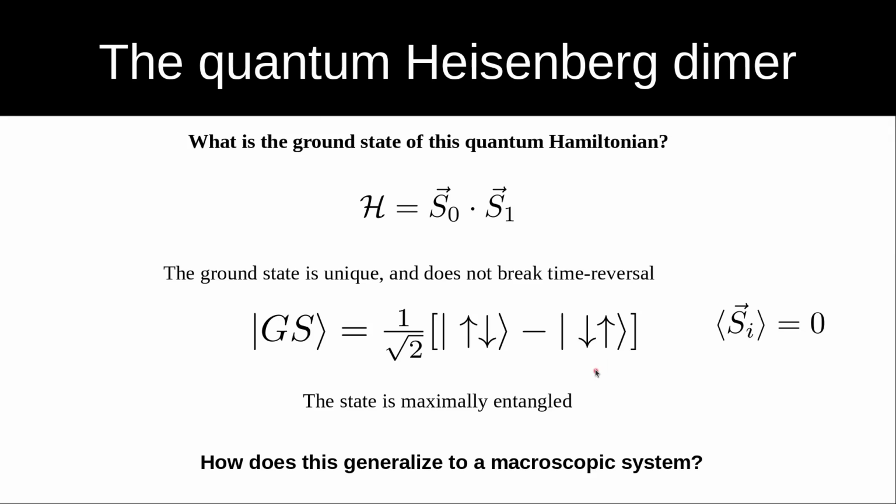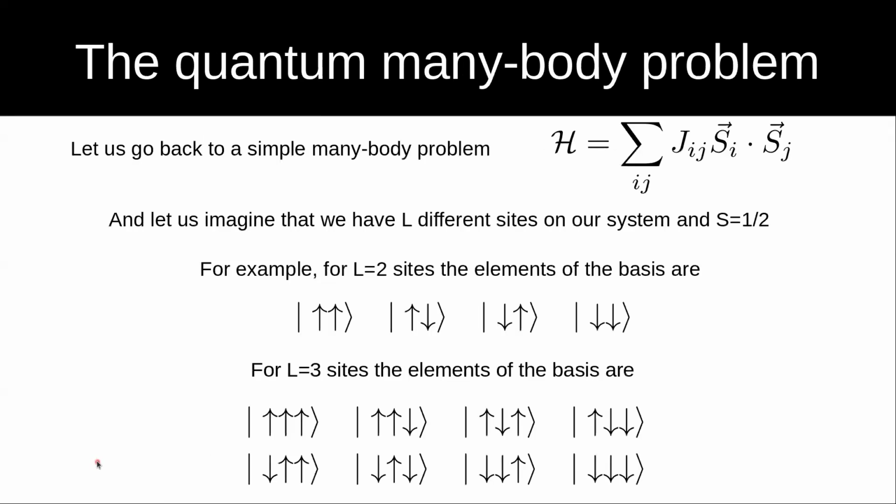And the question to understand quantum many-body wave functions boils down to thinking, how does this type of wave function generalize when you have a macroscopic system, when you have a system that has many, many sites? So let us go in this direction.